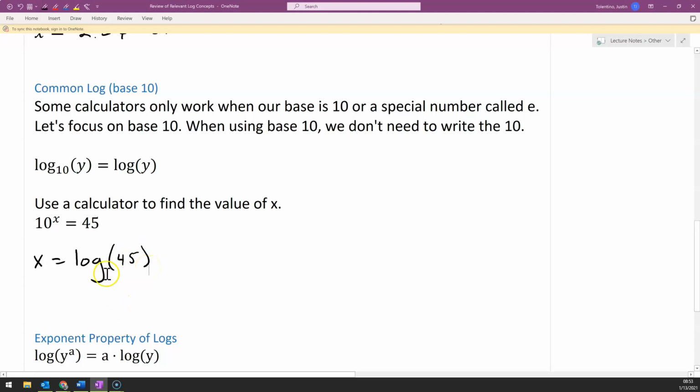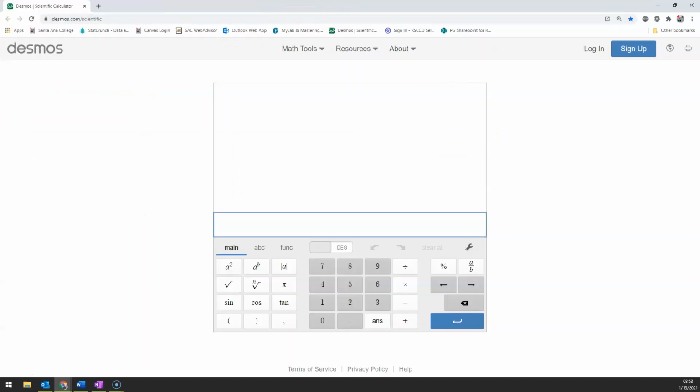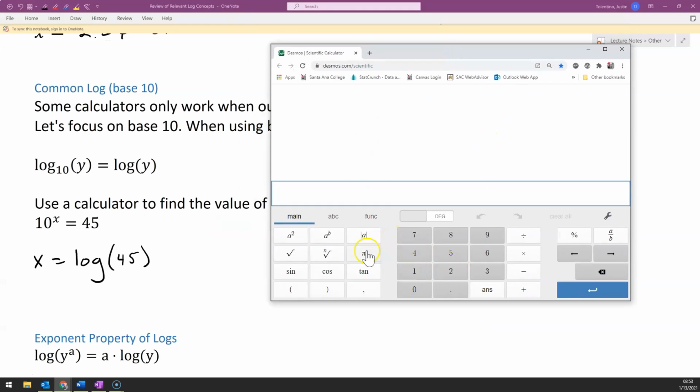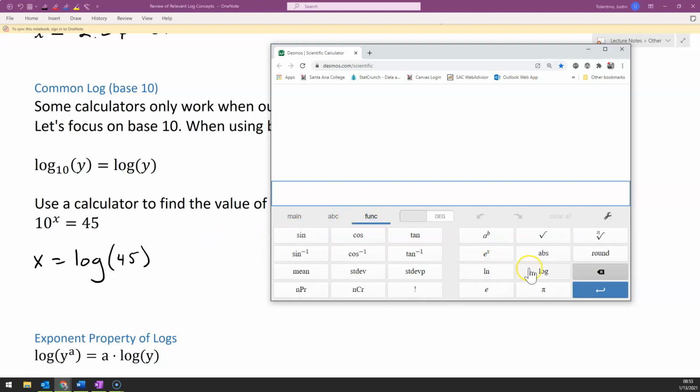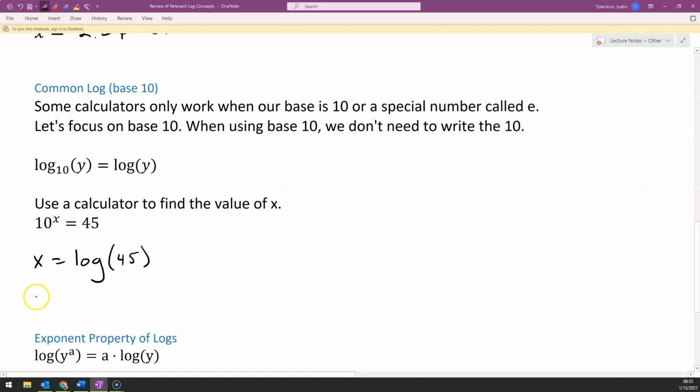And you'll see that rather than having to type in that little base here, other calculators, such as the scientific calculator on Desmos, can now do this. And again, you can just type in log, or if you look under functions, you will probably find that log right here, where it says log. And you notice it doesn't put in the 10 here, but I can just type in 45, and it gives us the answer, 1.6532. So then we can say that x is 1.6532. And so if we took 10 to this power, we would get about 45.